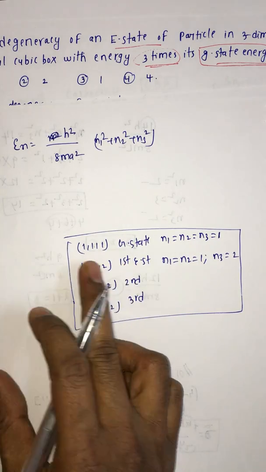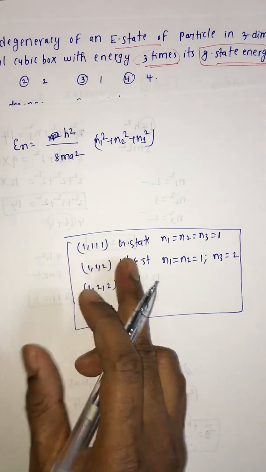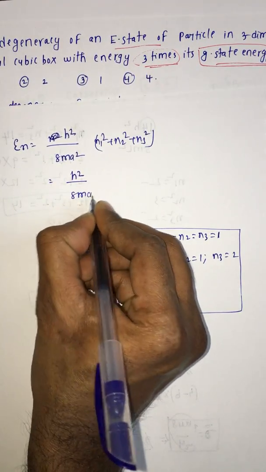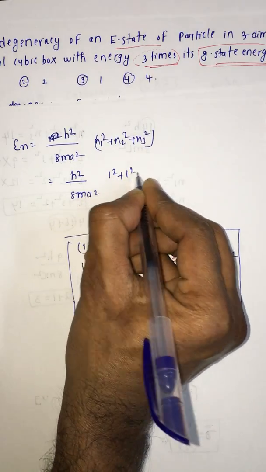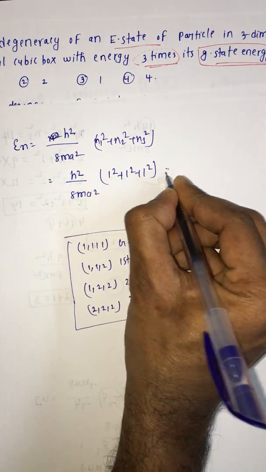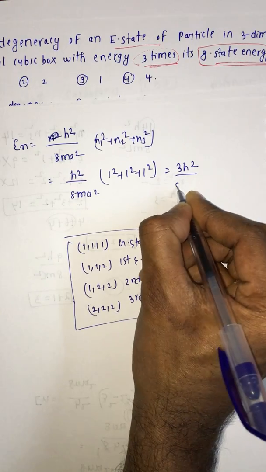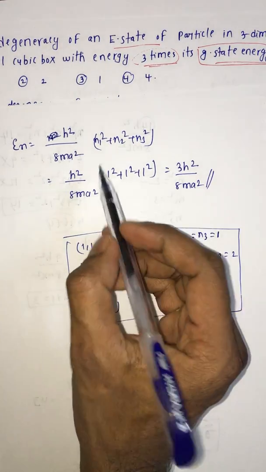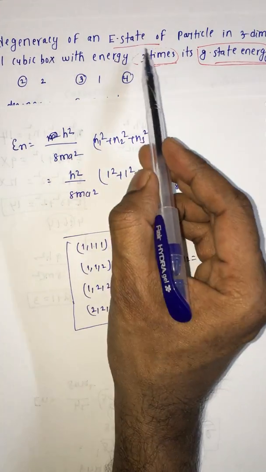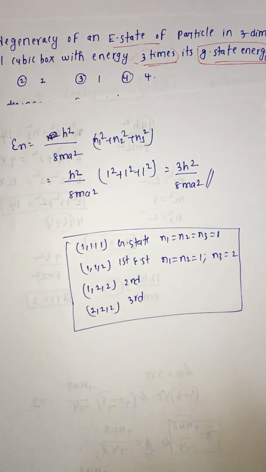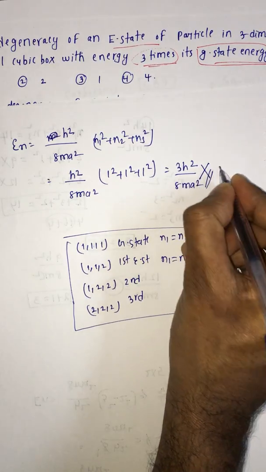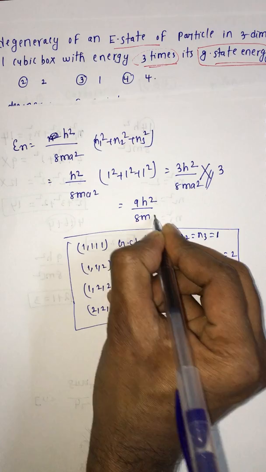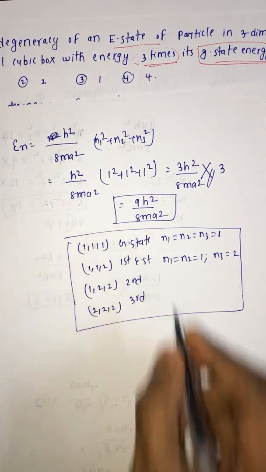So the ground state means 1 1 1, so this will be h² by 8ma² times (1² + 1² + 1²), which is 3h² by 8ma². So this is the ground state energy. In the question they have mentioned that the excited state energy is 3 times the ground state energy. Just multiply this by 3 and you will get 9h² by 8ma². So this is the energy of the excited state.